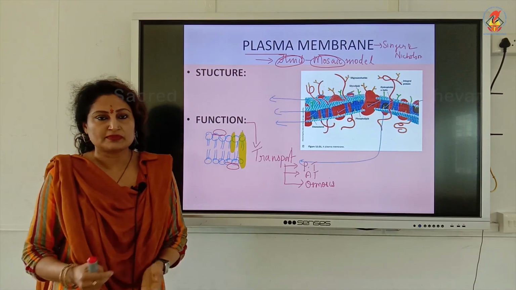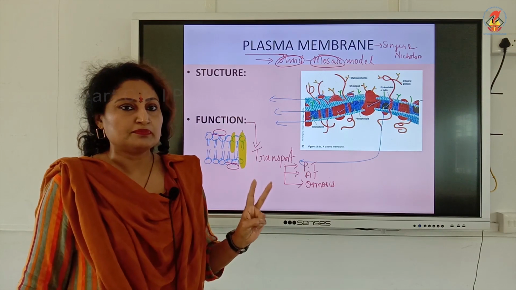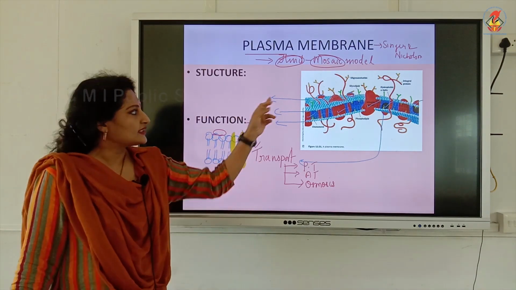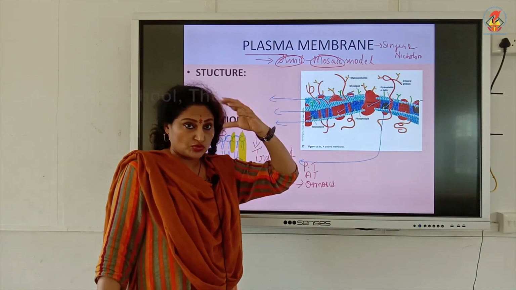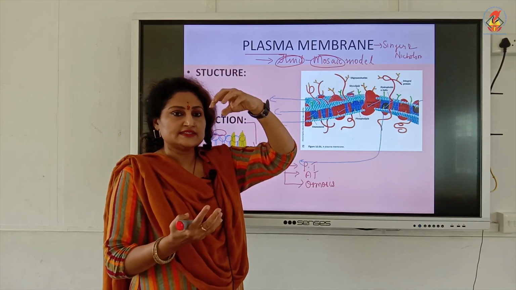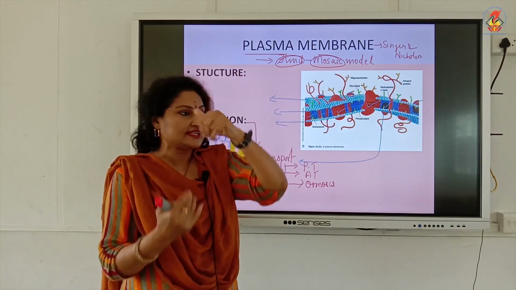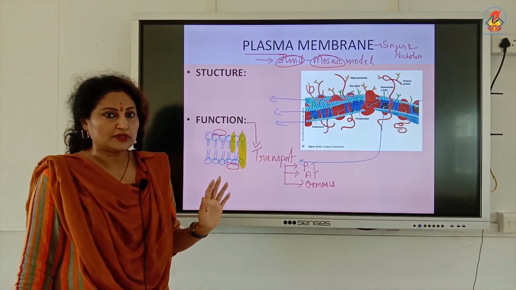Any cell is surrounded by a plasma membrane. The plasma membrane contains two chemical units, namely lipids and proteins. How are the lipids arranged? The lipids have two components, the polar head and the non-polar tail. They arrange in such a way that the polar heads are facing outwards and the non-polar tails are facing inwards. So that is the arrangement of the lipid bilayer.